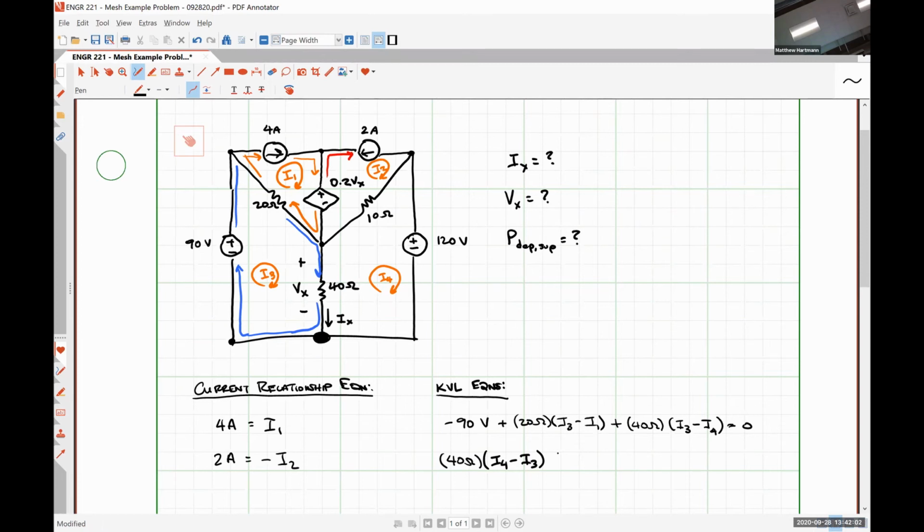All right, what's the next thing that we see? Our 10 ohm resistor, all righty. And what's the total current flowing through the 10 ohm resistor?